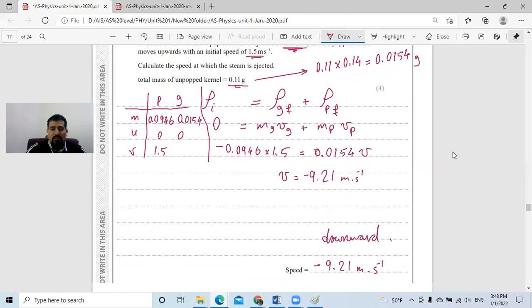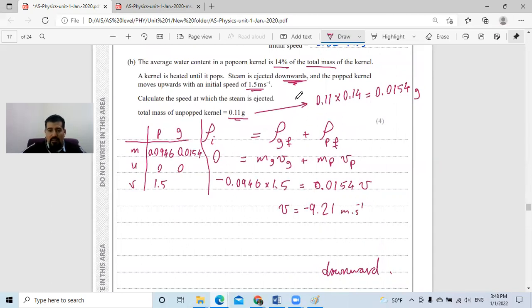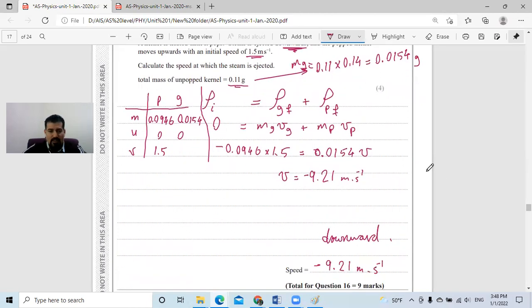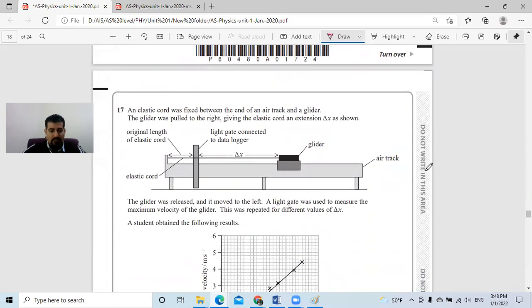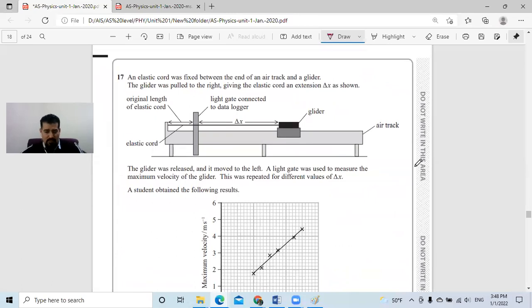This is how we are going to find the mass of the gas. The total mass for both of them is 0.11. I subtract to know the mass of the popcorn as it gets out. Popcorn, yes.